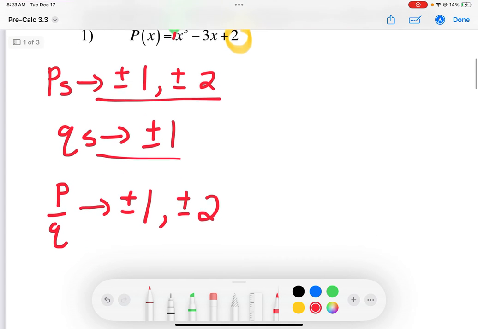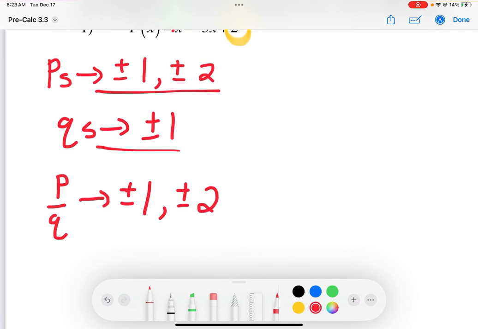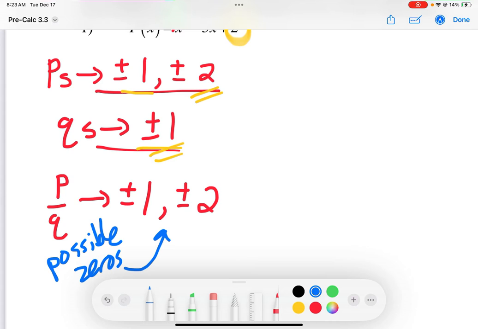So now if we make a fraction with p over q, we would start with 1 over 1, which gives us 1, and then 2 over 1, which is 2. Just to point out, these are the possible zeros: 1, -1, 2, or -2. We want to find all the rational zeros, and these are the only possible rational zeros.